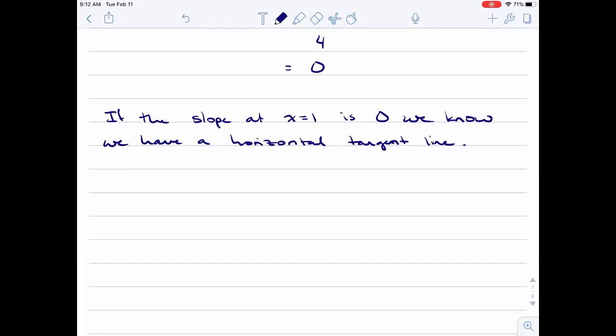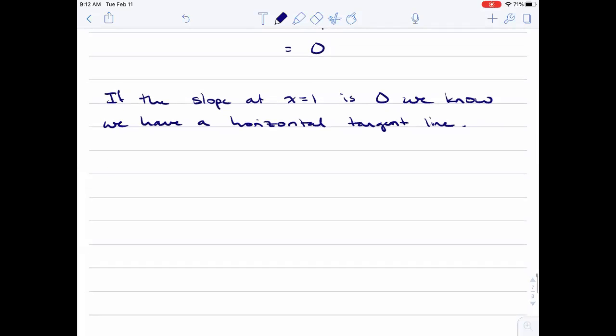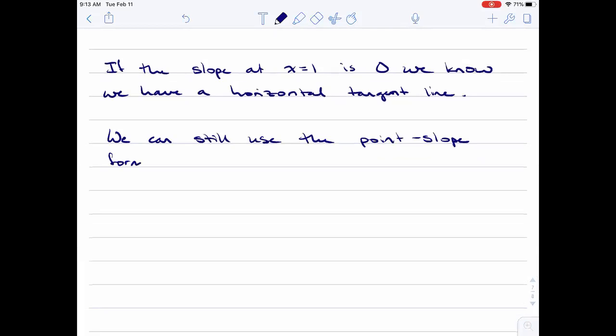We know the slope is 0. That doesn't mean it doesn't exist. It means it's just 0, and that's a physical property, right? And so we can still use the point slope form to find the equation of the tangent line.